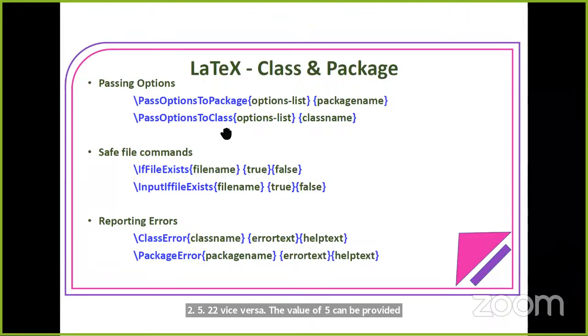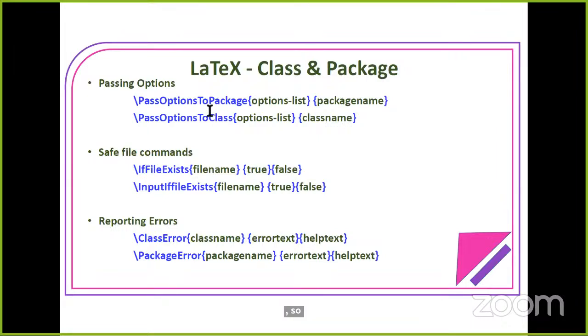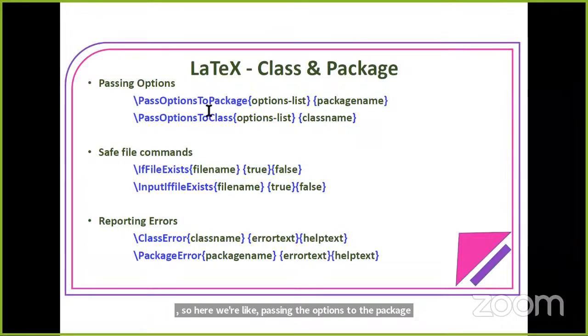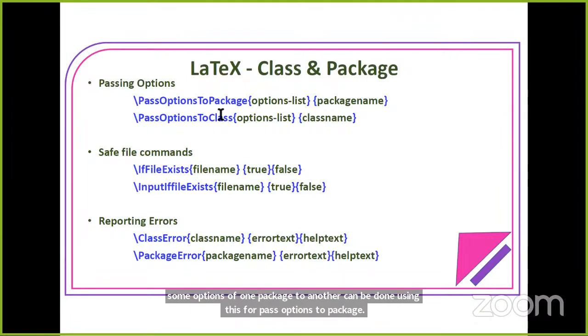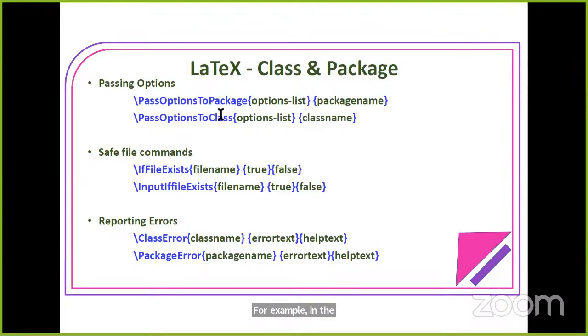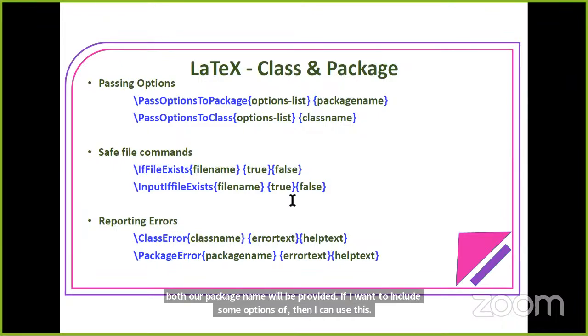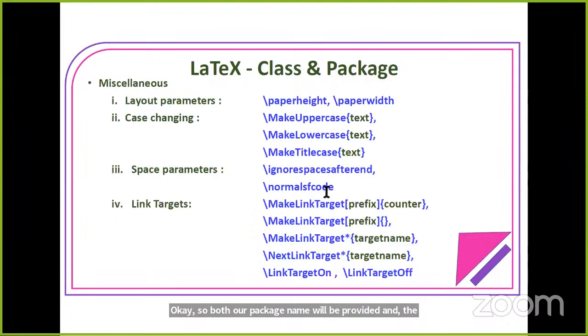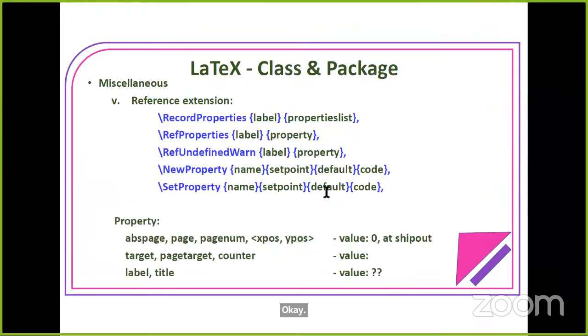Passing some options of one package to another can be done using pass options to package. For example, in graphics I will have some drawings and I want to include some color options. Then I can use this. Both the package name will be provided, and the colors will be passed on to the graphics package. Some other commands are also there, but I will not go much in depth; these commands are used for preparing packages as well as labels.